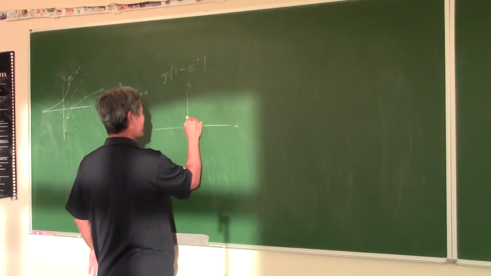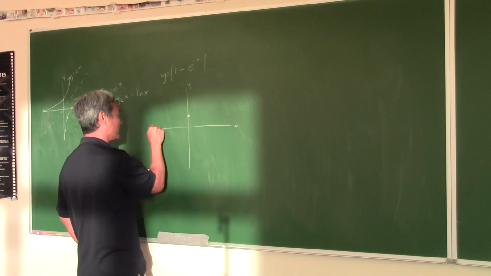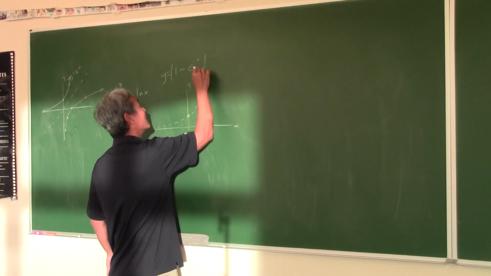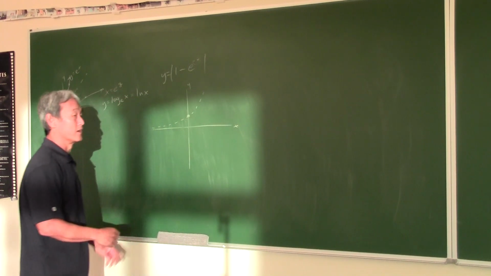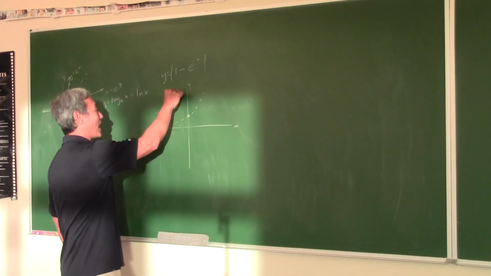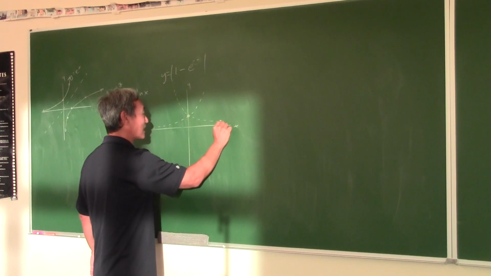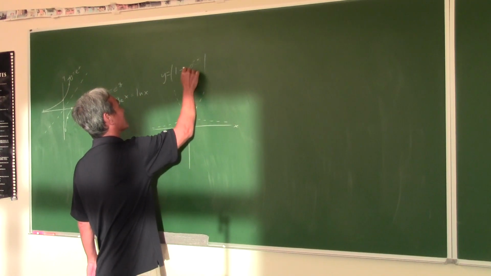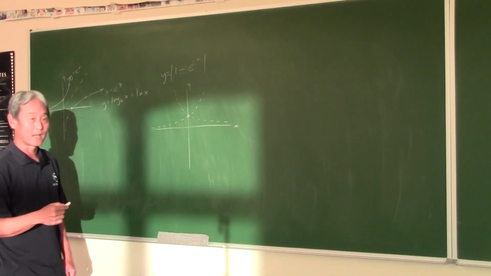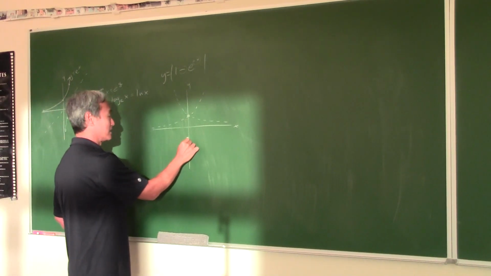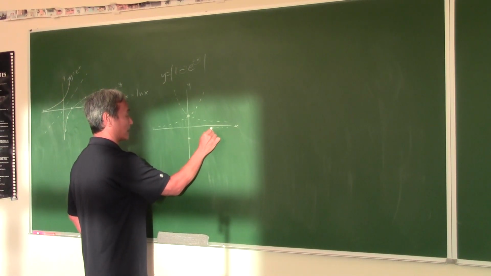Okay, so here, what's the base graph? e to the x. So here's the point (0, 1). Now what does that negative do to the graph? It reflects it over the y-axis. And then what does this do? Multiplying the function by -1 reflects it over the x-axis. So now the graph looks like this.